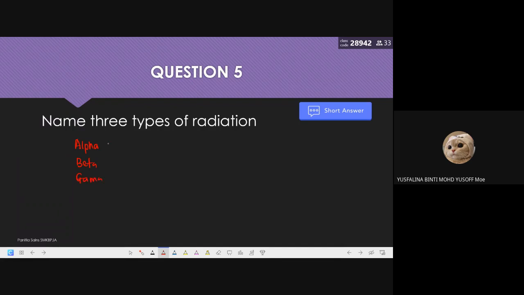So alpha is actually what? It's actually a helium. Okay, beta is actually an electron. Okay, gamma is actually the electromagnetic wave. So, this is the EM wave. Okay, so let's check your answer.